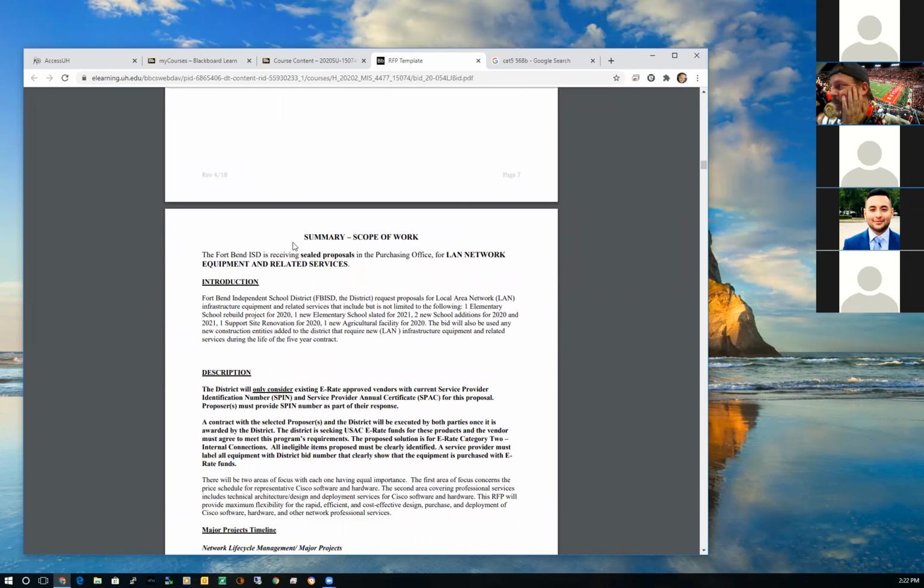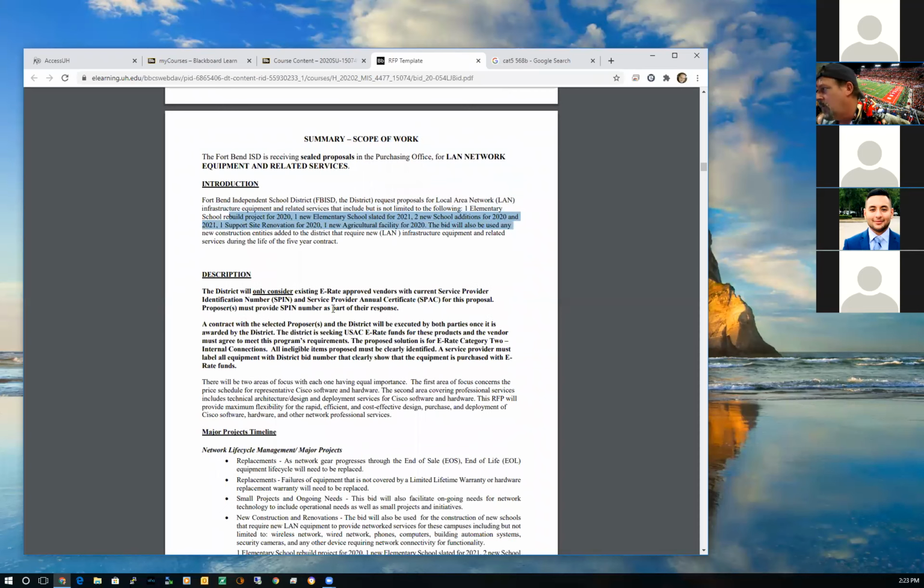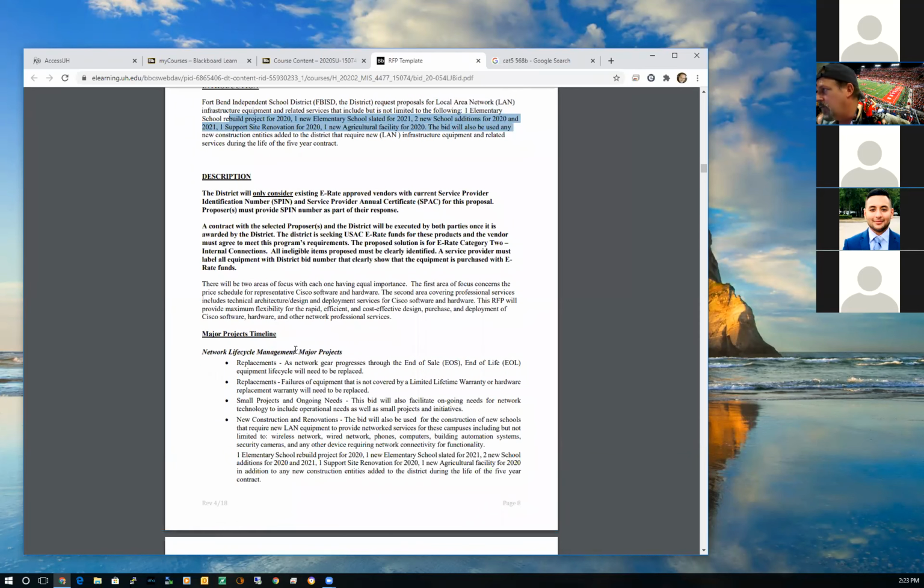Okay, so here, summary, scope of work. That's usually what you're going to be looking for in an RFP: scope of work. What do you want the vendor to do? Fort Bend ISD requests proposals for LAN infrastructure, equipment, and related services. So not just equipment, but maintenance services. For this particular one, that's actually just for certain schools, some new schools they're building, basically. There comes the timeline.